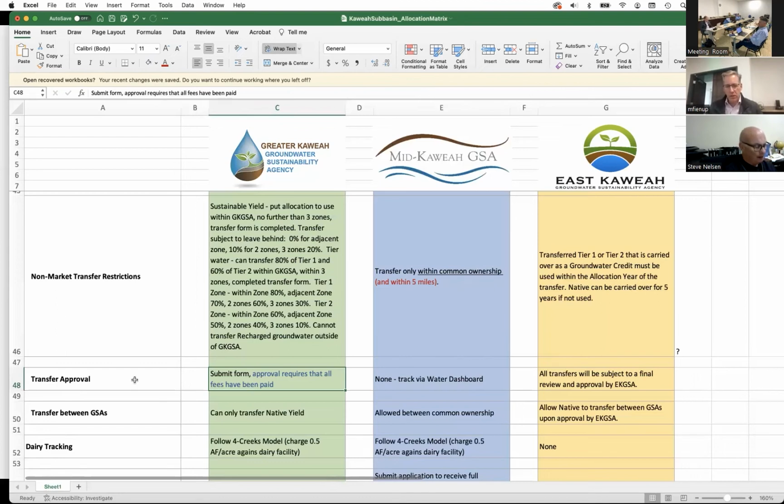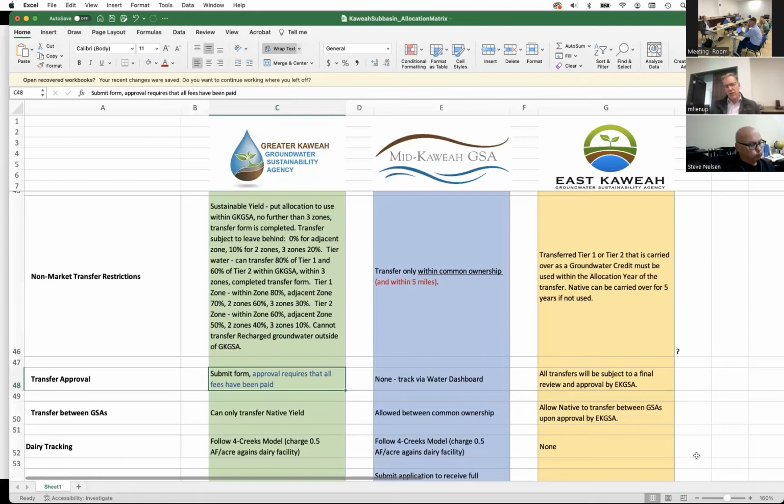And then here it says East Kaweah, all transfers will be subject to final review and approval by East Kaweah GSA. Craig, do you know, is that the board? Is that agency staff? Is that an executive officer? Do you know who? I think it falls with the executive director. Great. But I think it depends on the type of transfer as to whether or not he's going to use the technical committee or some other consultant to help him approve or deny.